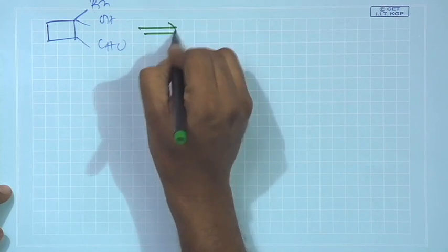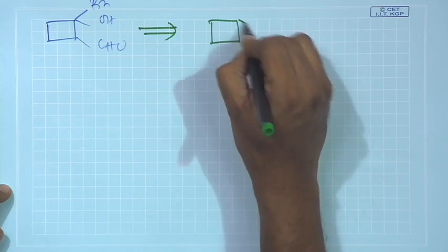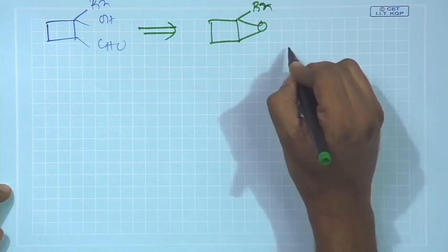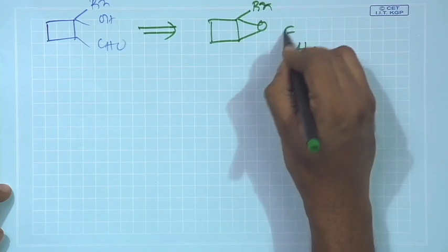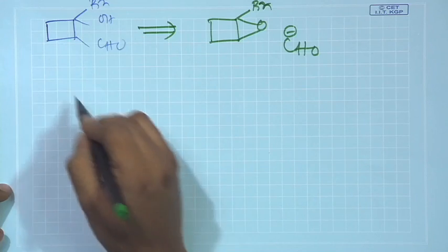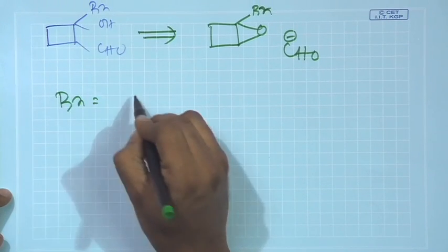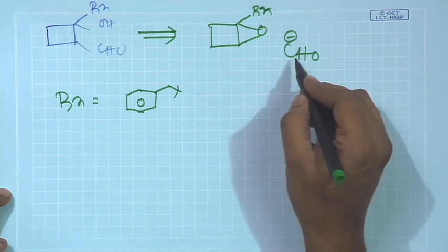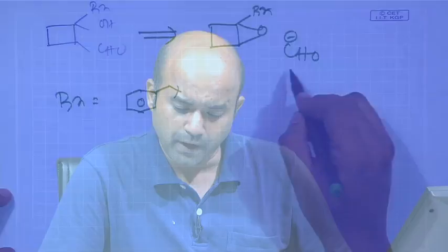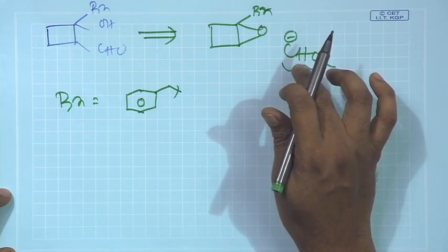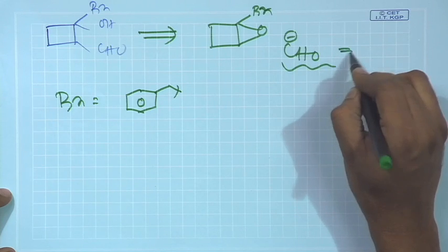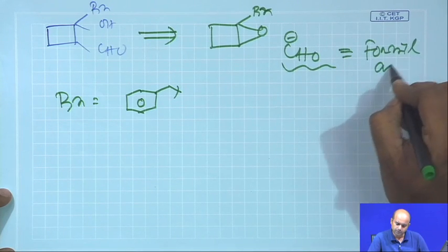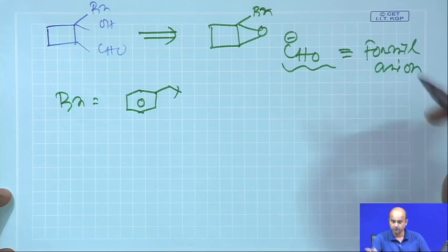We say that the compound comes from an epoxide and a formyl anion equivalent. Now, Bn stands for benzyl. This group Bn is basically a benzyl group. Sometimes you can have this kind of species, which are called synthetic equivalents. It is basically a formyl anion. We will talk about those species in the subsequent sections.